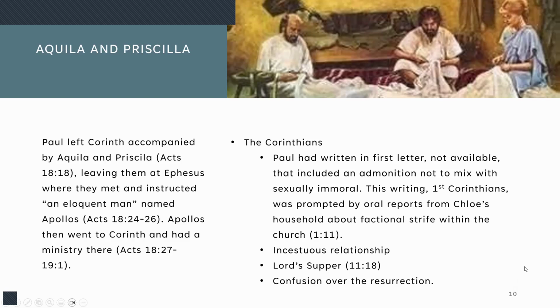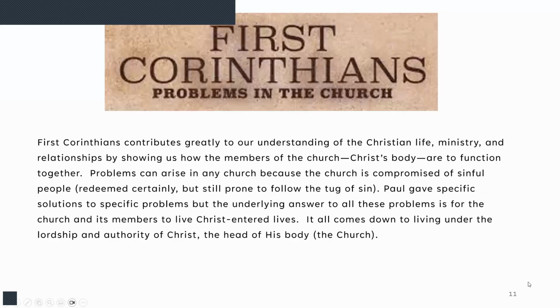Yeah. The writing of 1 Corinthians was prompted by an oral report from Chloe's household about factional strife within the church. It was about an incestuous relationship, the Lord's Supper, and confusion over the resurrection. 1 Corinthians contributes greatly to our understanding of the Christian life, ministry, and relationships by showing us how the members of the church, Christ's body, are to function together. And this still applies today. Y'all, if we did it as Paul suggests, the world would look a lot different.